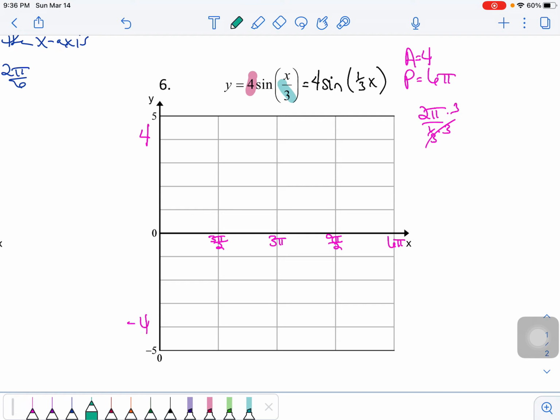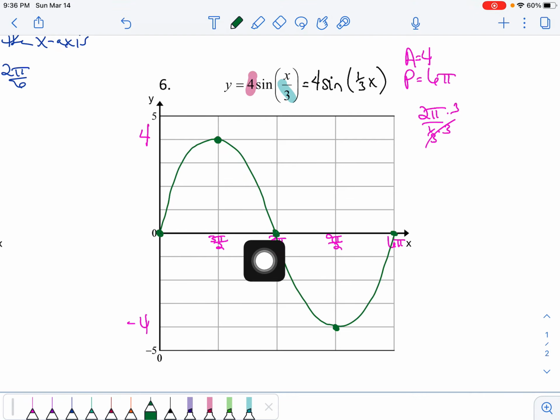All right, so let's put a curve here. I'll go green. Sure, why not? Sine starts at 0. Normal sine curve is going to increase up to the maximum, in this case 4, drop down to the midline, decrease to the minimum, -4, and pop back up to the midline. So that amplitude stretches the graph further away from the x-axis.